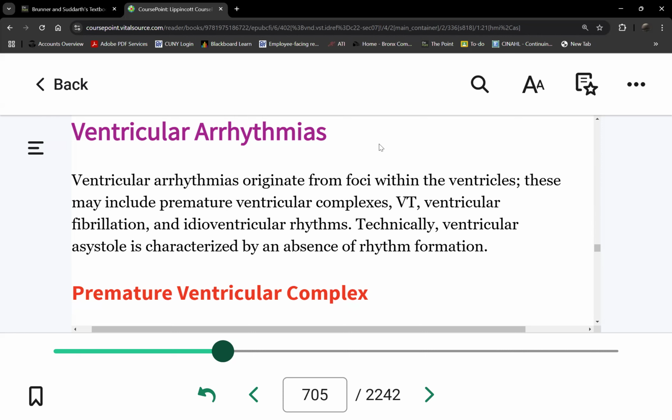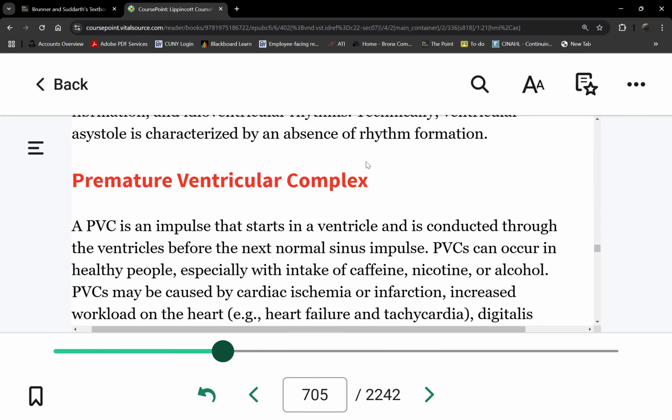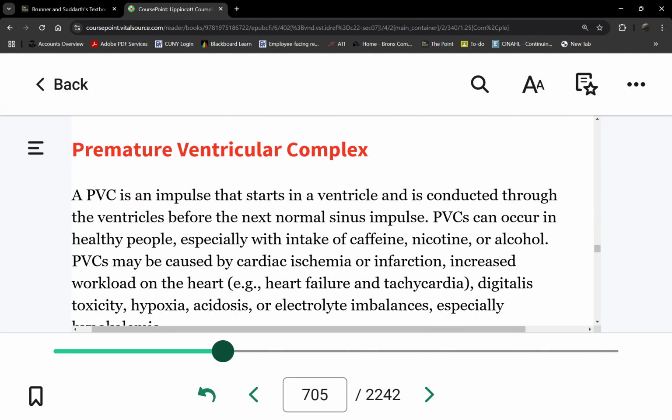Okay, ventricular dysrhythmias. As opposed to atrial dysrhythmias, where all the problems came from the atria, this time all these problems come from the ventricles. First one is PVC. If you compare this to the PAC, it has a similar pattern.